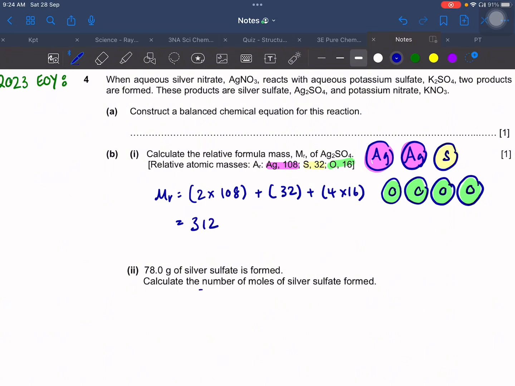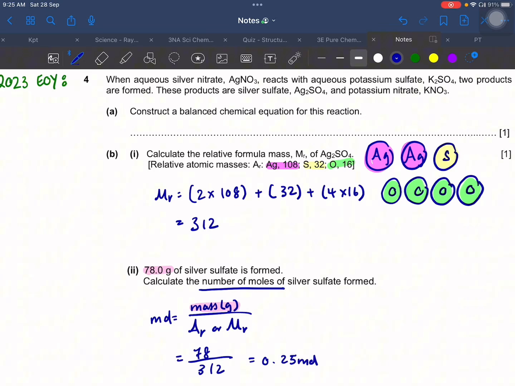Next question, find the number of moles. So the mole formula is mass in grams over either the AR or the MR of the chemical. And this will be equivalent to the mass we'll take from the question here. The question says that there is 78.0 grams. So take 78 divided by 312, and you should end up with 0.25 mole here.